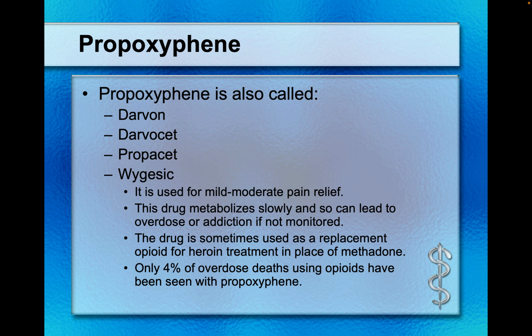Propoxyphene is also called Darvon, Darvocet, Propocet, and Wyjezek. It is used for mild to moderate pain relief. This drug metabolizes slowly and can lead to overdose or addiction if not monitored because it builds up in your system. The drug is sometimes used as a replacement opioid for heroin treatment in place of methadone. Only 4% of overdose deaths using opioids have been seen with propoxyphene.